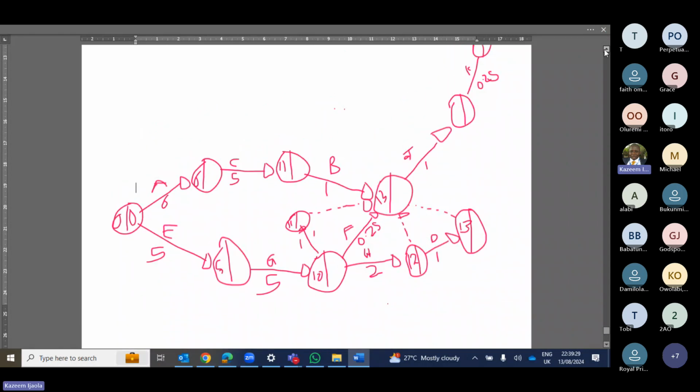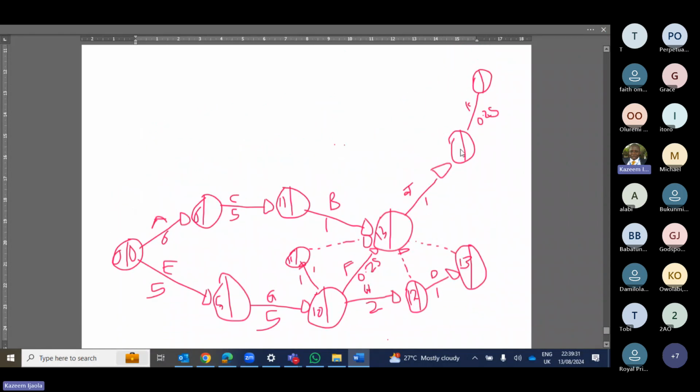So it is clear, Abi. 13 plus 1 is 14. It's clear, Abi. You know, you're having doubts. All right, 14. Yeah. So 14 plus 0.25, 14.25.